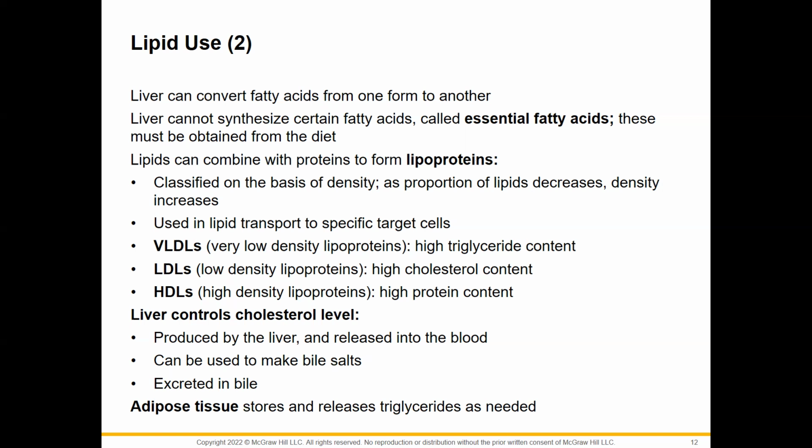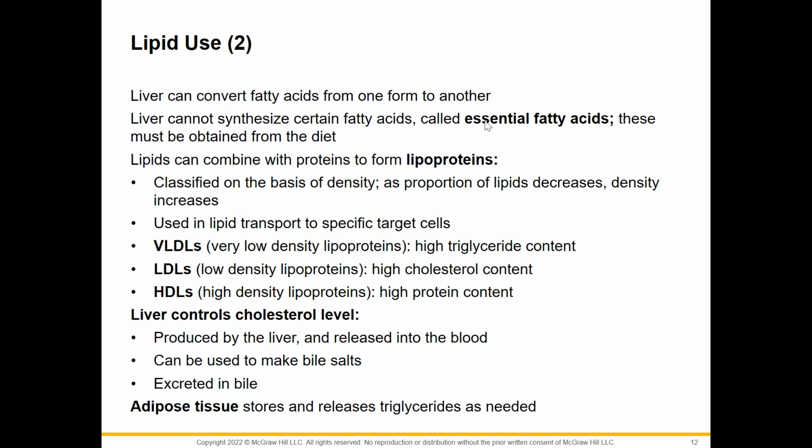Lipids that our body takes in. If we're not eating the right kind of lipids, then our liver can take the lipids that we do have and convert it from one type to another if necessary. But that's not all lipids. That's not all fatty acids that can be converted from one to the other. Some are considered essential fatty acids.